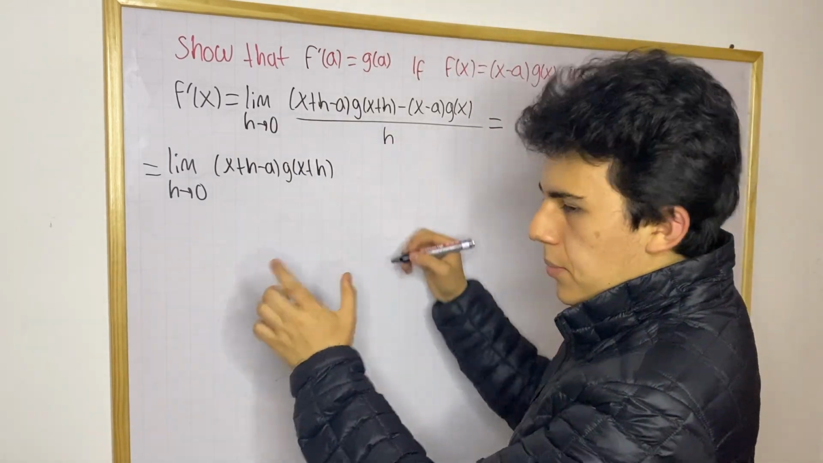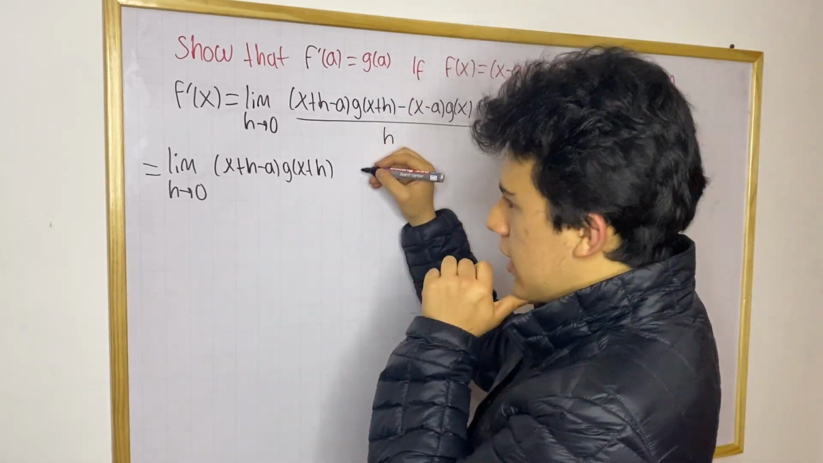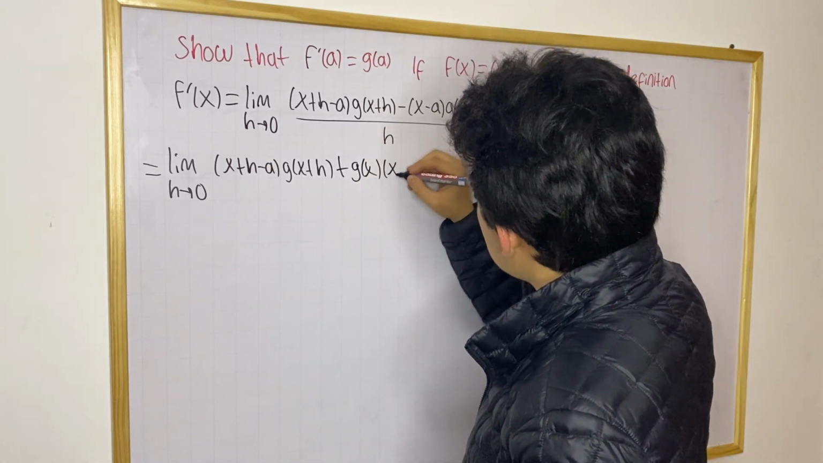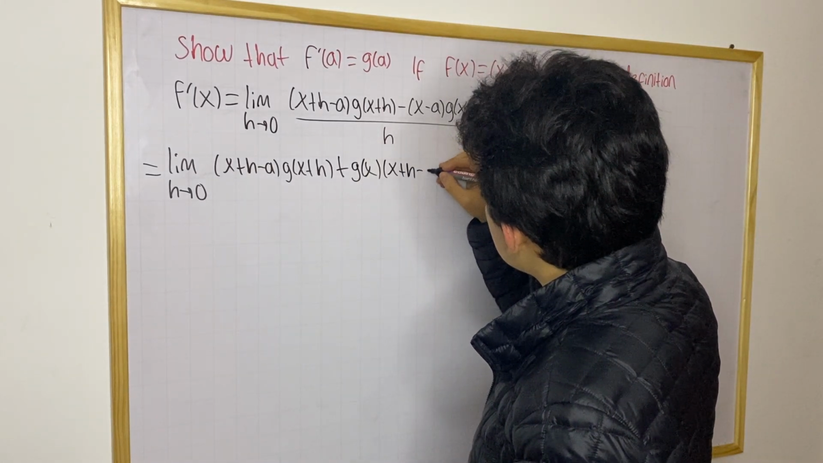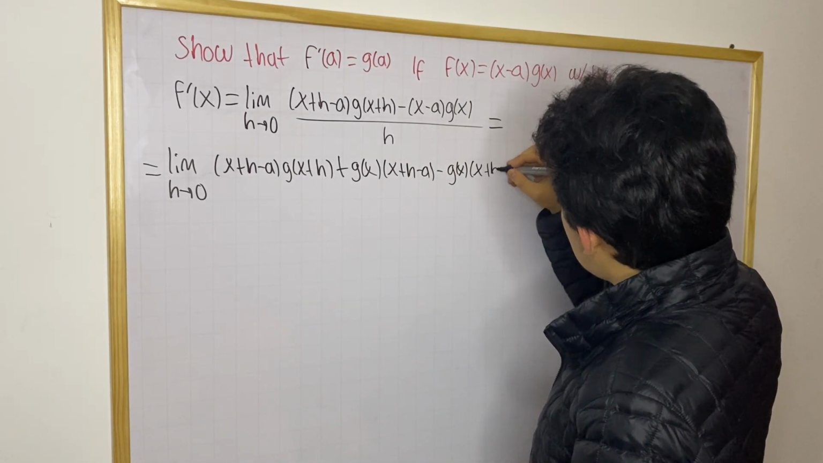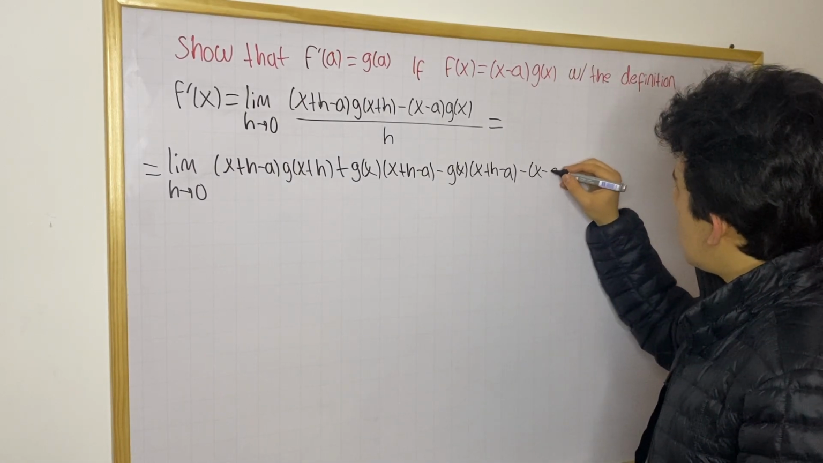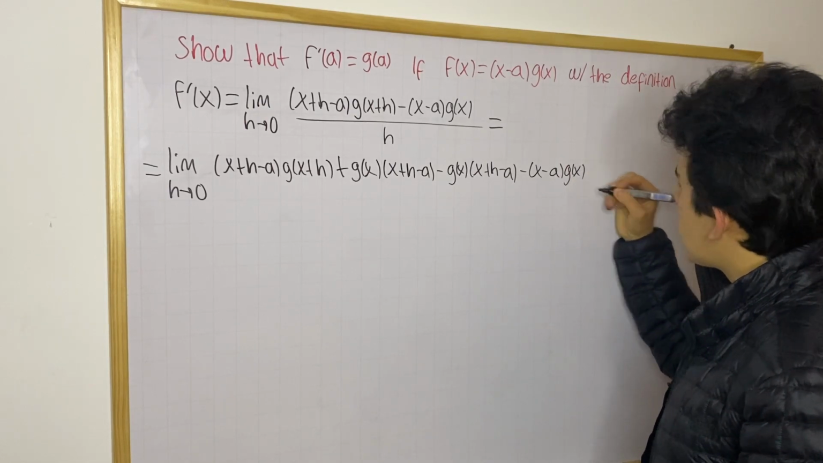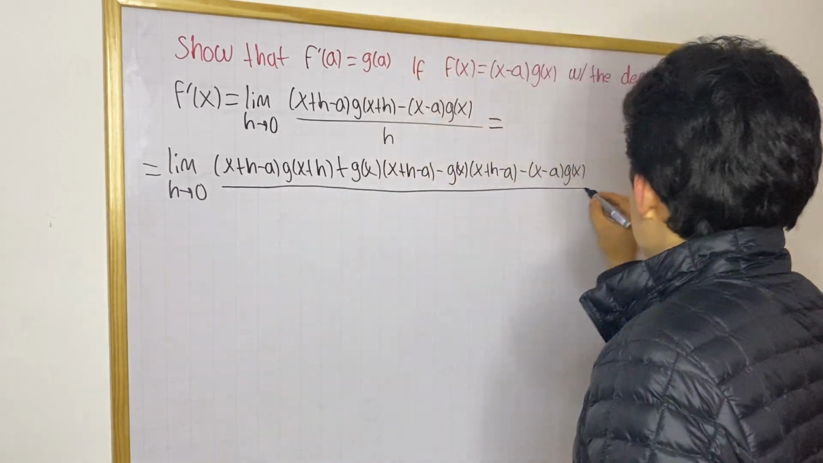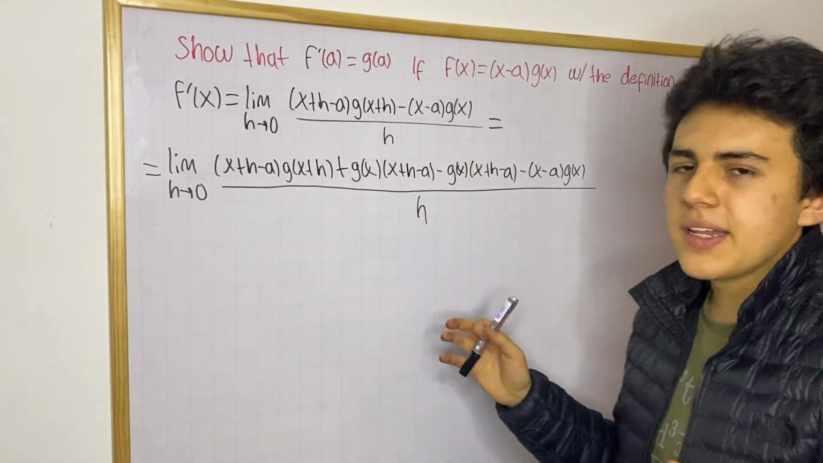Now, watch what I'm going to do. I'm going to do it, and I'll explain why after I'm done. So it's going to go like this: plus g of x times x plus h minus a, minus g of x times x plus h minus a. And now, the last term: minus x minus a times g of x, and this whole thing divided by h. It is very hard to make a straight line that long, but I tried my best.